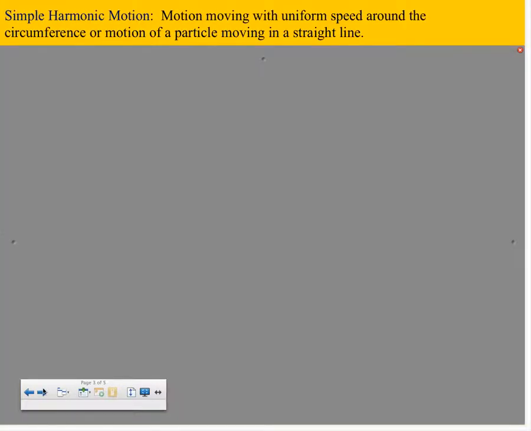Couple simple definitions. This will not be something you have to memorize. It is simple harmonic motion. That is motion moving with uniform speed around the circumference, or motion of a particle moving in a straight line.